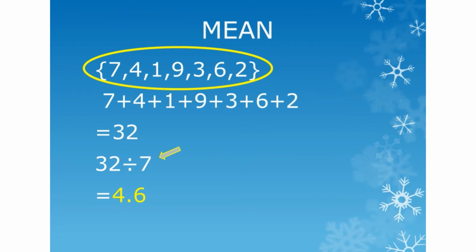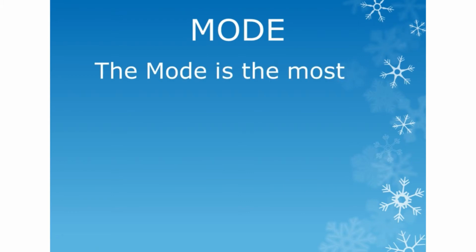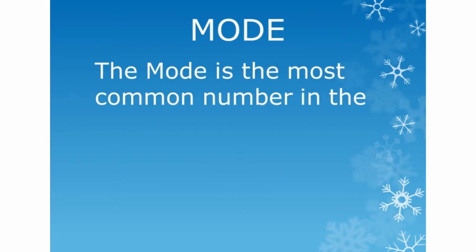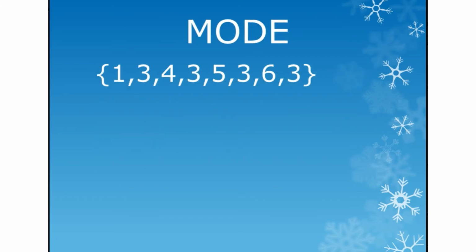We'll now move on to mode. So what is the mode in the data set? The mode is the most frequent number in the data set. So it is the most common number. So the mode is the number in the data set that occurs most often.